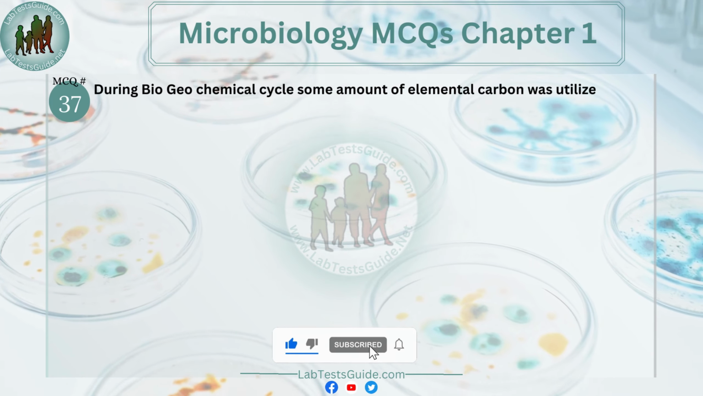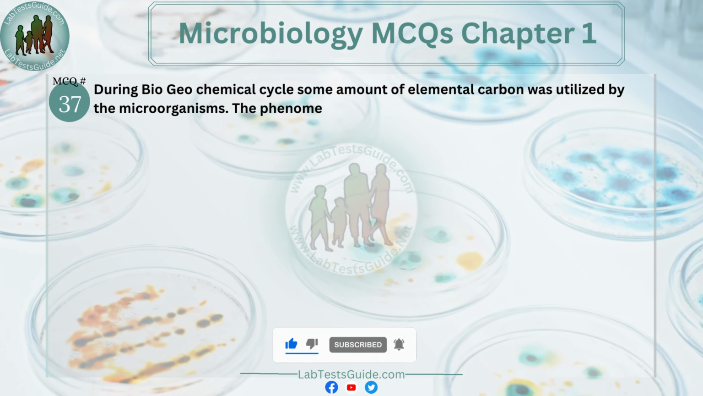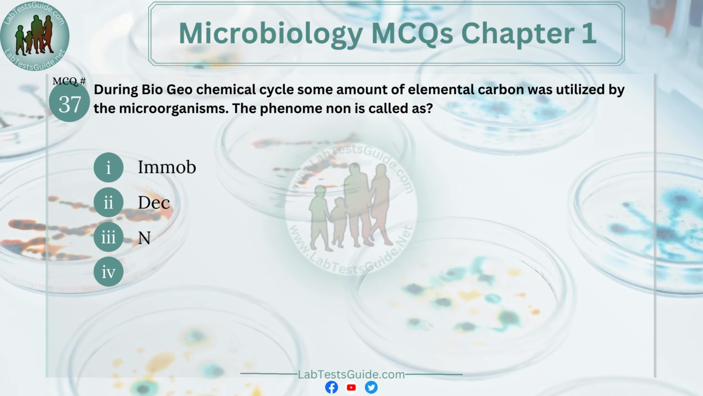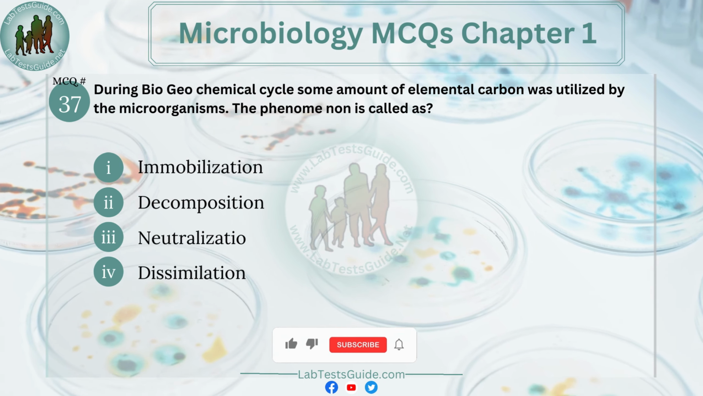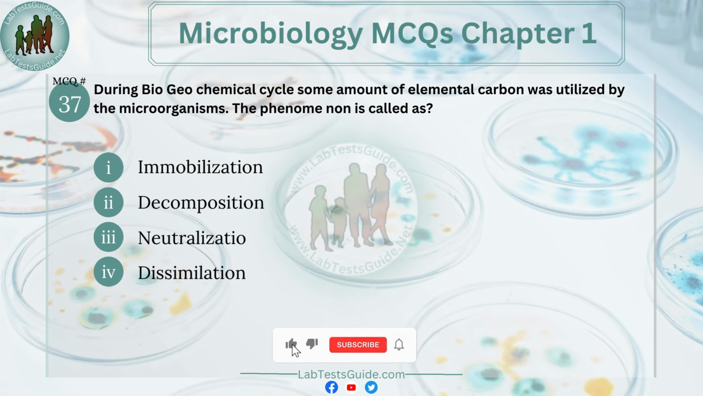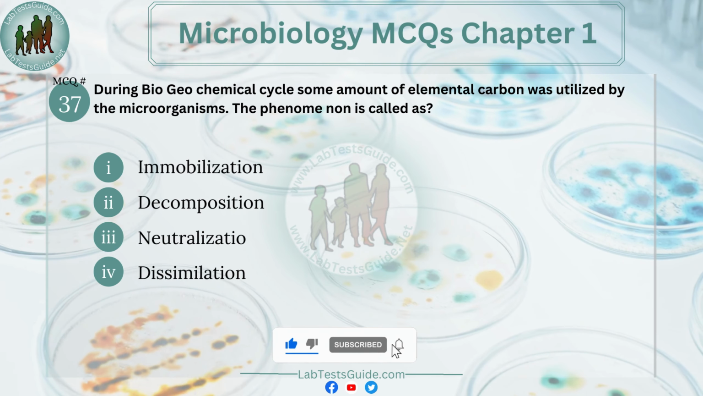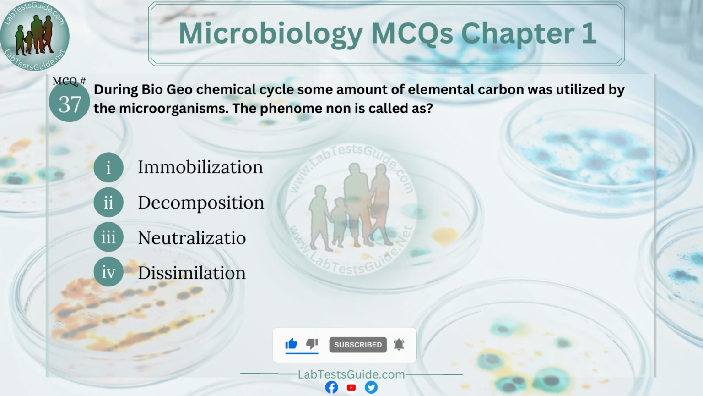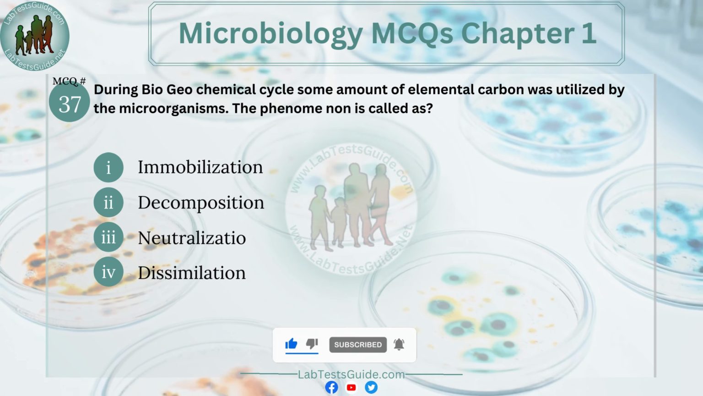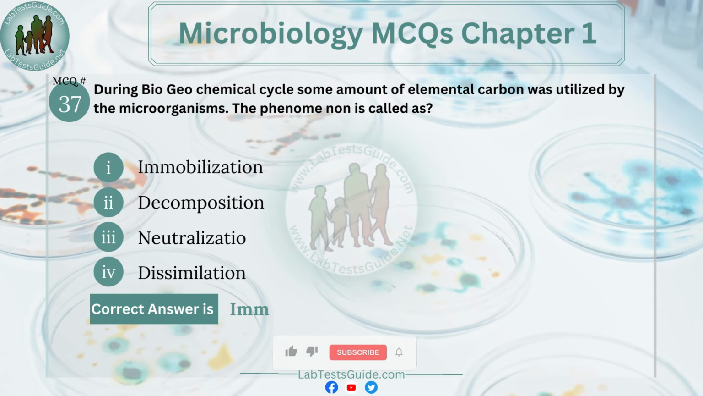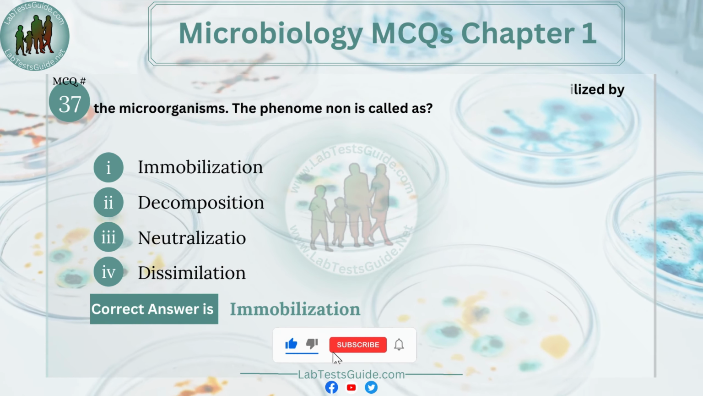During biogeochemical cycle, some amount of elemental carbon was utilized by the microorganisms. The phenomenon is called as option number 1, immobilization. Option number 2, decomposition. Option number 3, neutralization. Option number 4, dissimilation. Correct answer is immobilization.